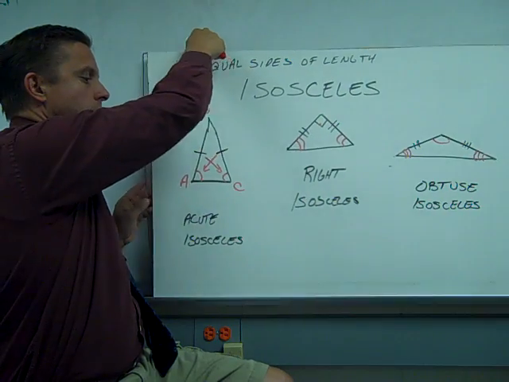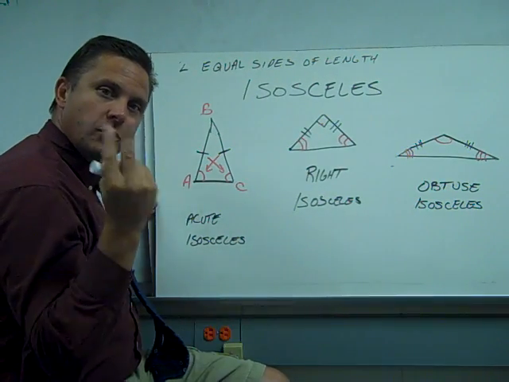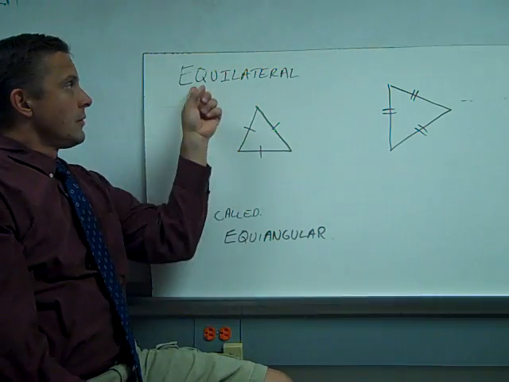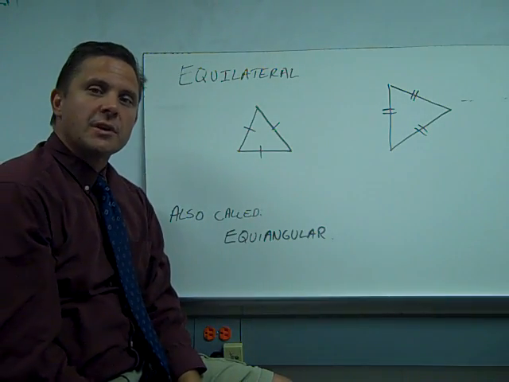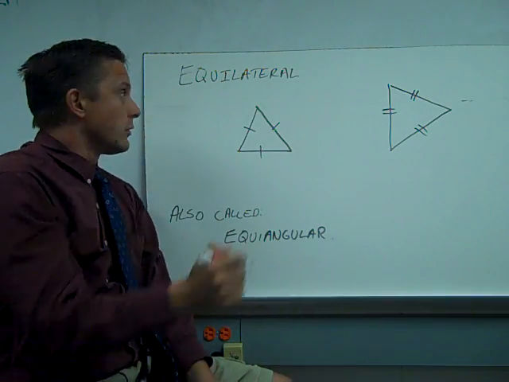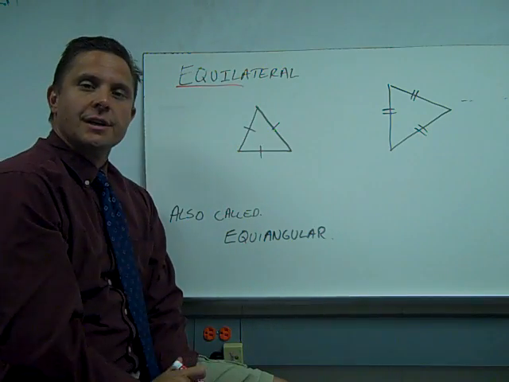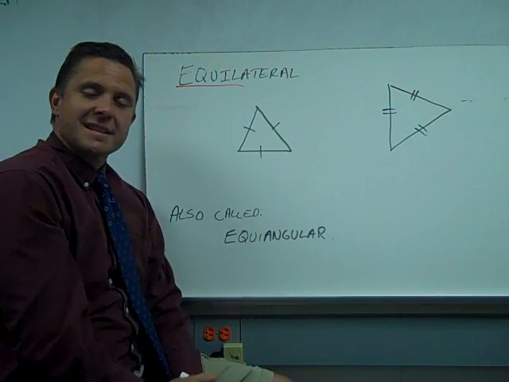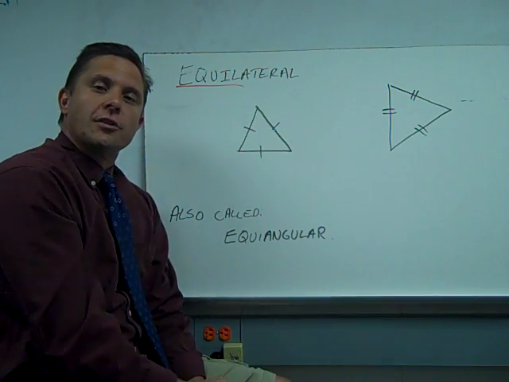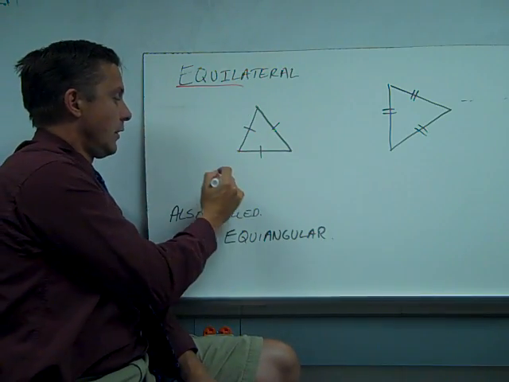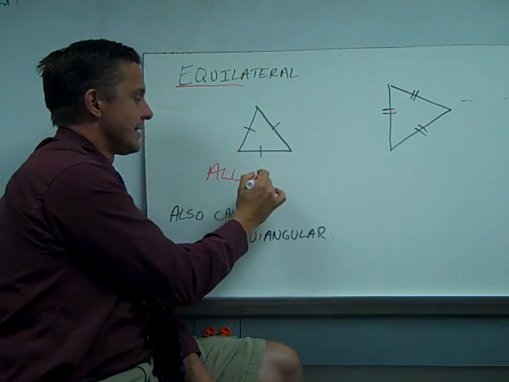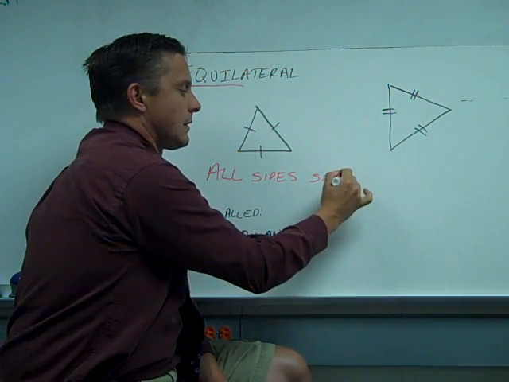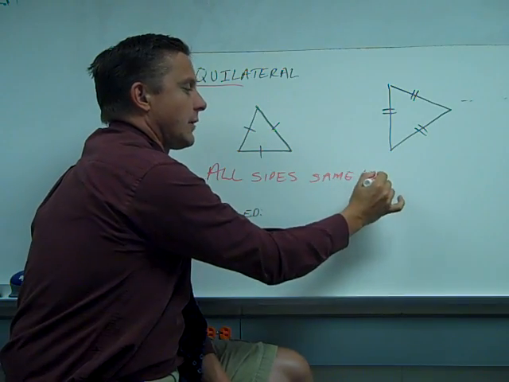The last type of triangle, no sides equal, two sides equal, is three sides are equal. And we call that an equilateral triangle. And you kind of see the word equal almost in there. It's kind of spelled the same. And that simply means all three sides are the same length. All right? All sides, same length.